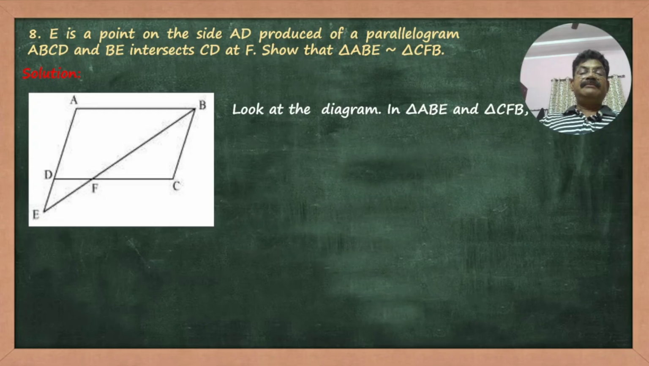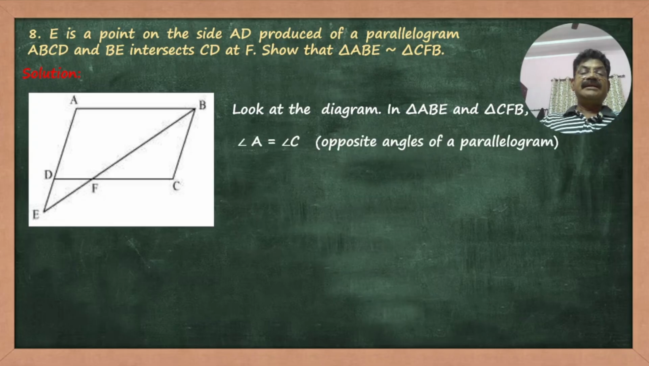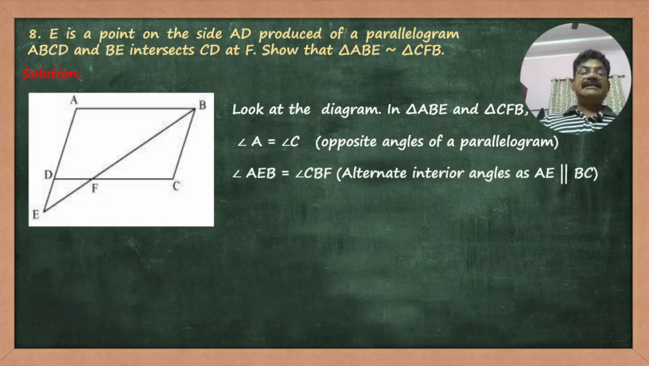Look at the diagram. In triangle ABE and triangle CFB, angle A is equal to angle C, because they are opposite angles of a parallelogram, therefore they are equal. Angle AEB equal to angle CBF, alternate interior angles as AE is parallel to BC, therefore they are equal. So by AA similarity, we have triangle ABE is similar to triangle CFB.